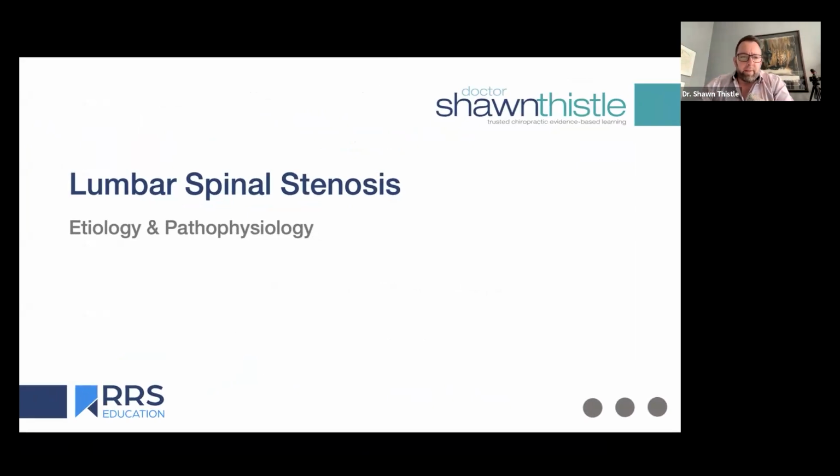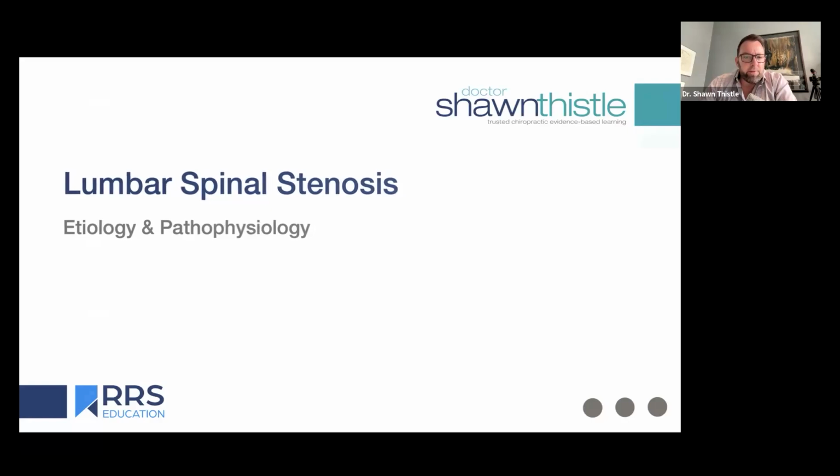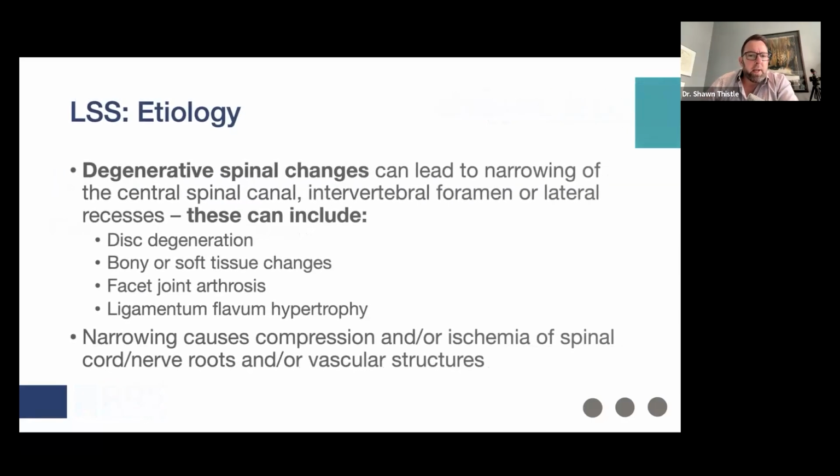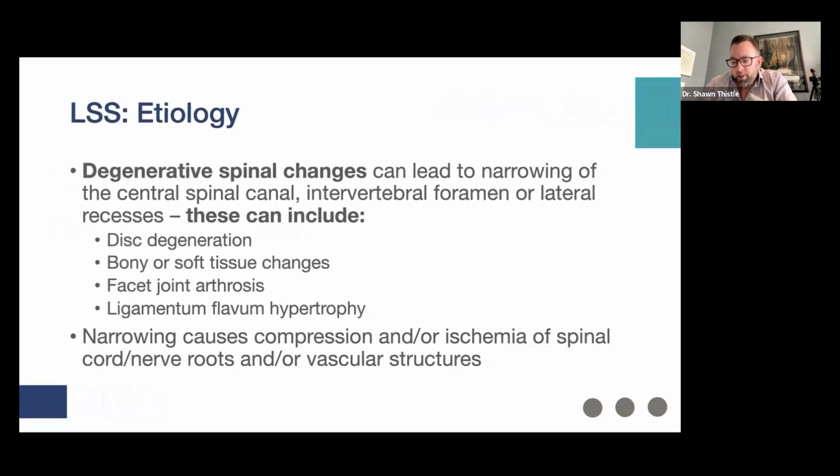So what's actually happening in this condition? What's the etiology and pathophysiology of lumbar spinal stenosis? I always explain it to patients as osteoarthritis or arthritic changes in your spine gone wild. It's degenerative spinal changes that can lead to narrowing of the central spinal canal, the IVF, or the lateral recesses. And this can be a combination of a number of factors, including disc degeneration, bony or soft tissue changes, facet joint degeneration, arthritis or arthrosis, and also ligamentum flavum hypertrophy.